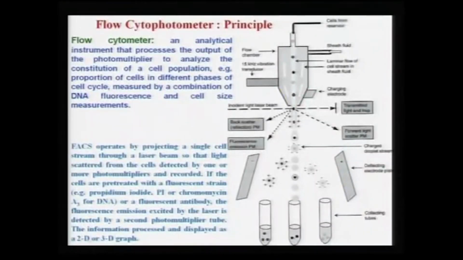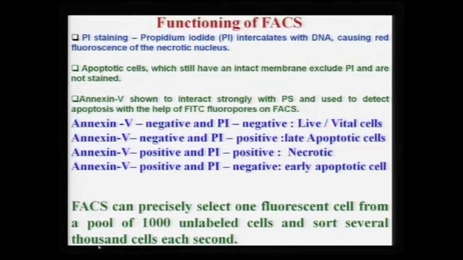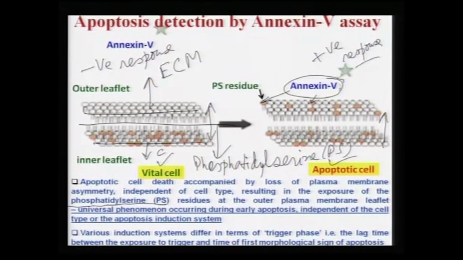Now, there is another molecule known as PI, that is propidium iodide. Propidium iodide typically intercalates with DNA, causing red fluorescence of the necrotic cells. Now, you have seen that this annexin 5 treatment directly reacts with the plasma membrane outer leaflet. Now, there is another molecule known as propidium iodide. What does it do?